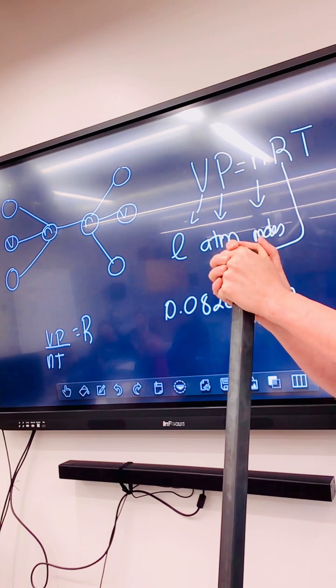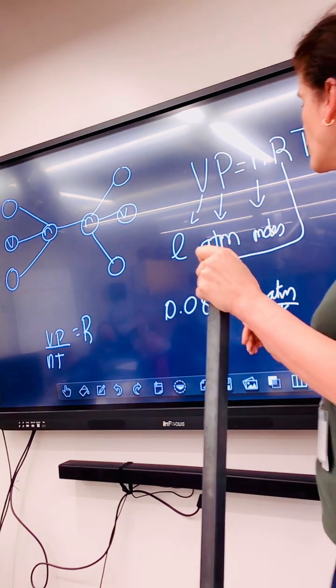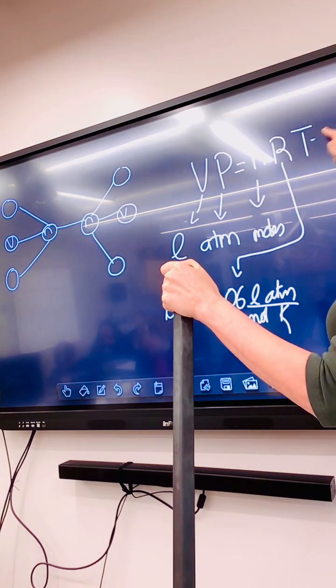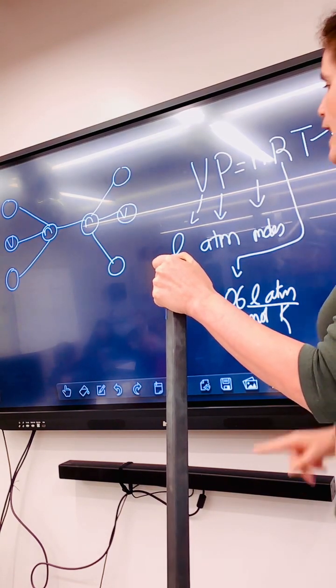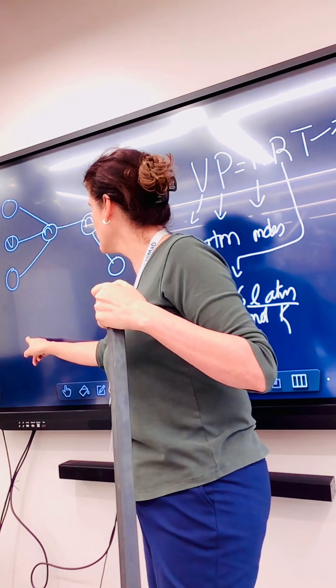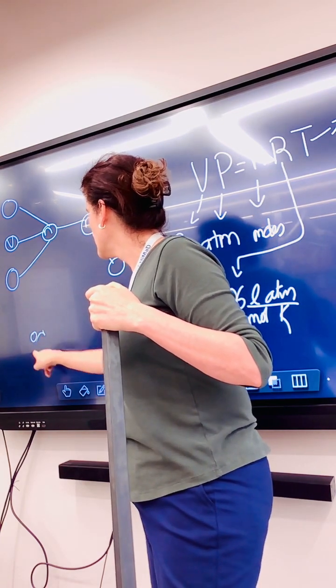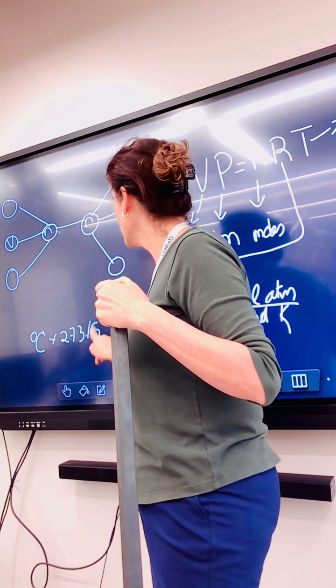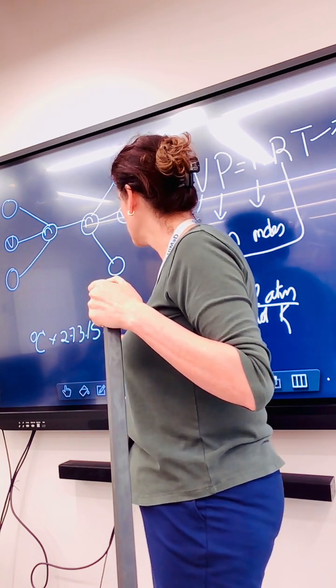273 Kelvin is 0 degrees C. Yes. So when you want to convert, and that's what I was going to get to next, the temperature always has to be in Kelvin. And if I give it to you in degrees C, you have to add 273.15, and then you get Kelvin.